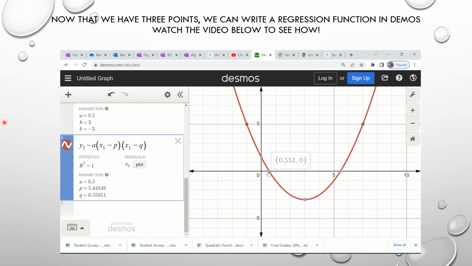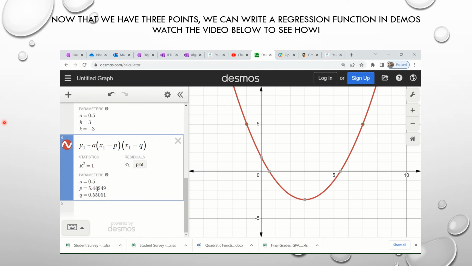Okay, so this was the Q value, 0.55. Over on the left, it says 0.55051. This is rounding it to 0.551. And then over here, 5.449. And we see over here, it's 5.44949.